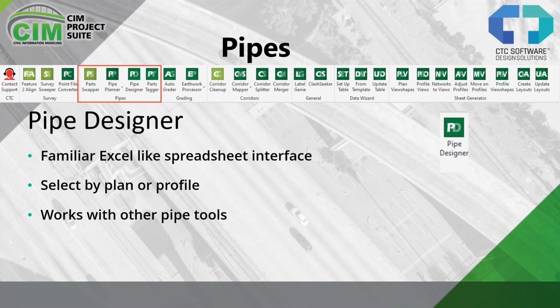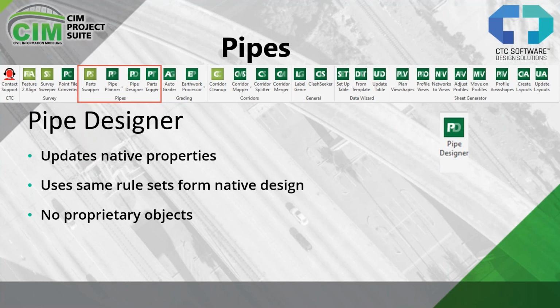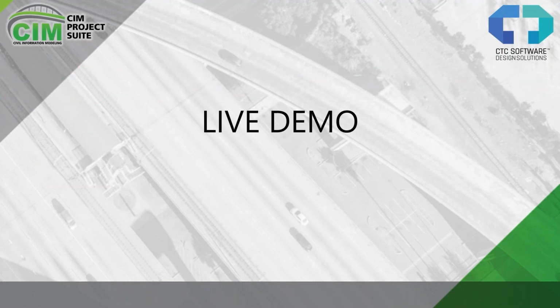It works with our other pipe tools as well. You can see from the slide there, we've covered Parts Swapper and Parts Tagger, and in our last webinar, we did Pipe Planner. And they all work together. It updates everything native, all the native properties, and it pulls the rule sets from the native design. Any rules that you have created for your pipes and or structures will be available. So with that, let's jump into the drawing here and see some examples of it.